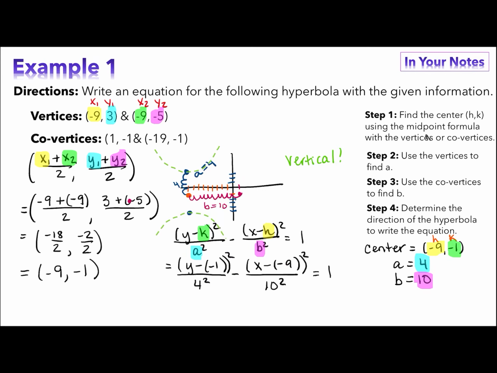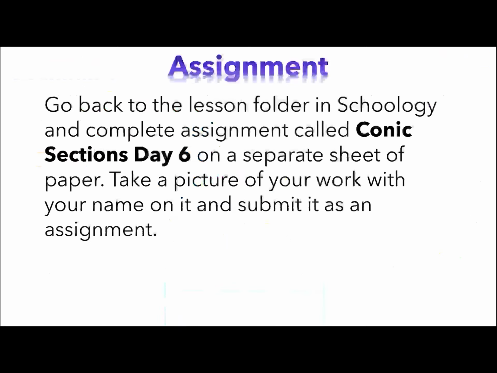All right, and then we're going to, once again, replace H, K, A, and B with the numbers, which is what I did here. K replaced with -1, H with -9, A is 4, and B is 10. And then notice that we have pluses here now. That's because it says Y minus a negative. When we have minus a negative, that becomes a plus. Same thing happened here. Minus a negative became a plus. And that is completely simplified, so that is your answer.